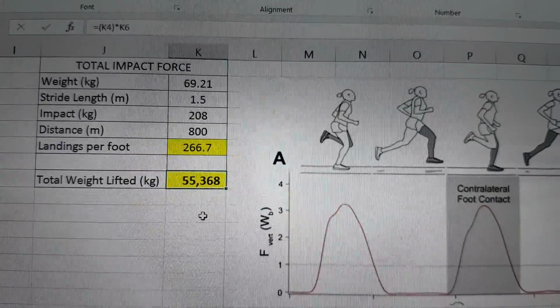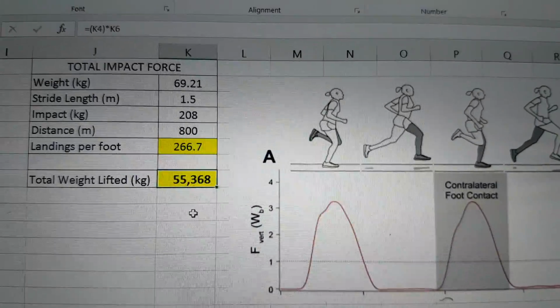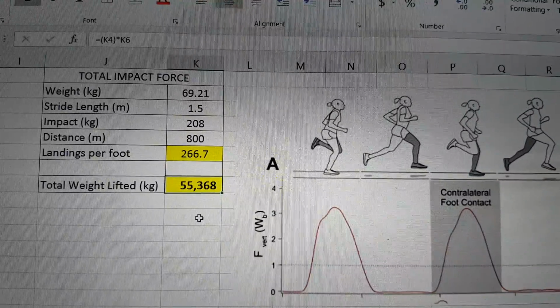When converted into US tons, that's 55.3 tons. Okay, 55.3 tons.